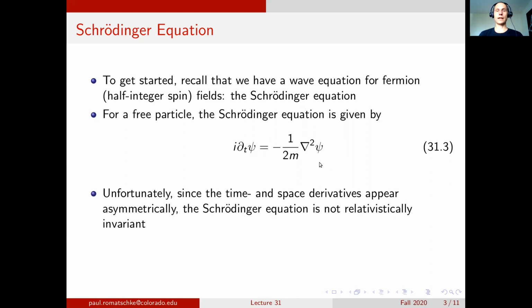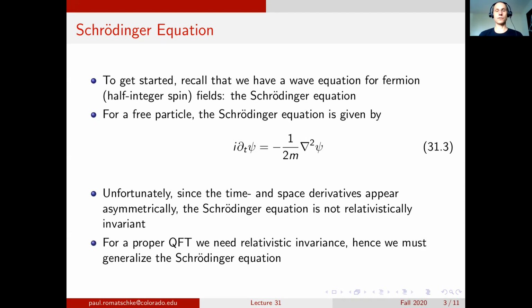Unfortunately, the fact that we have a single time derivative on the left and two space derivatives on the right immediately makes it clear that this Schrödinger equation is not relativistically invariant. And for proper relativistic quantum field theory, we cannot use the Schrödinger equation as a building block. We need to generalize the Schrödinger equation to a relativistic field equation.